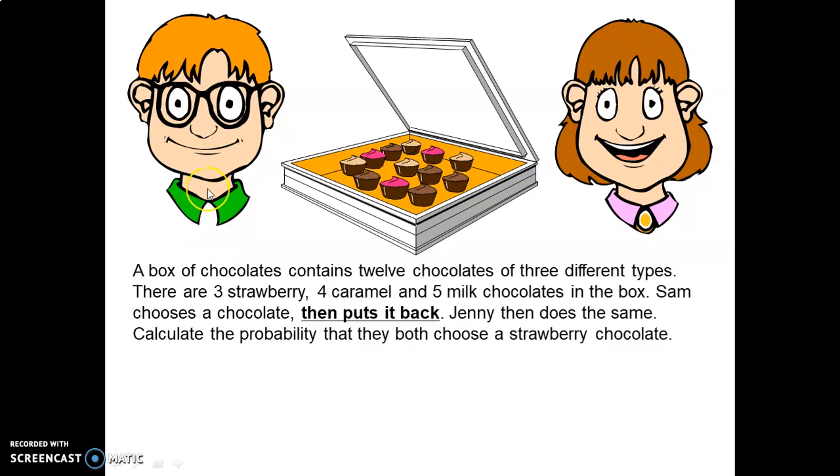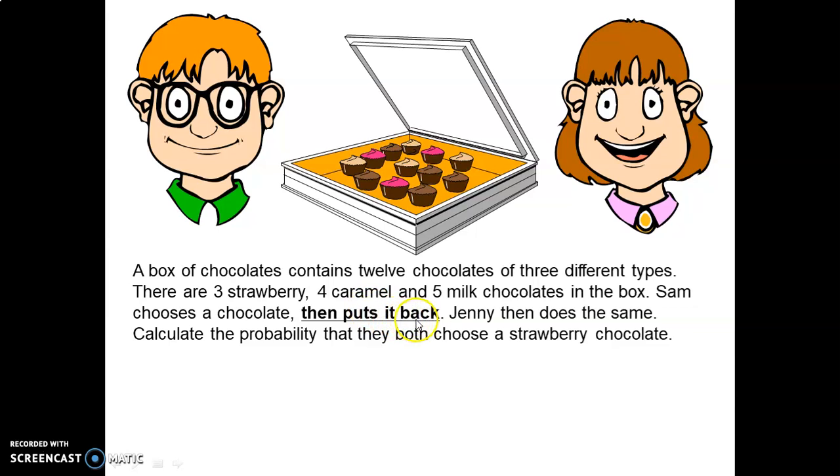Sam, this guy right here, chooses a chocolate, then puts it back. All right, so don't worry about whether his manners are good or not. Clearly, those are bad manners. You don't just take a chocolate and put it back, or even worse, take a chocolate, take a bite, and then put it back. How terrible is that? But we're not here to morally judge Sam. We're just trying to look at the probability.